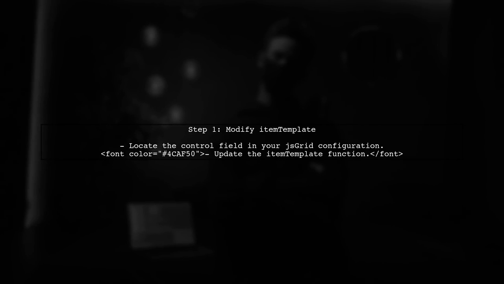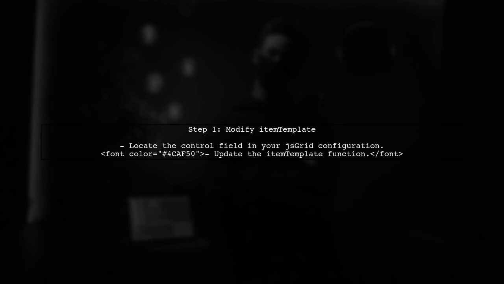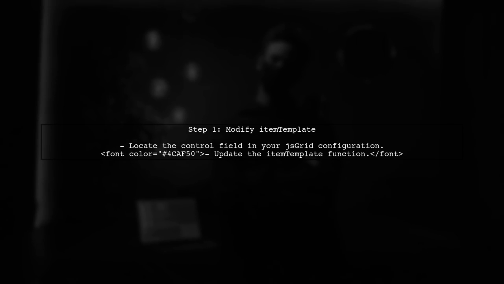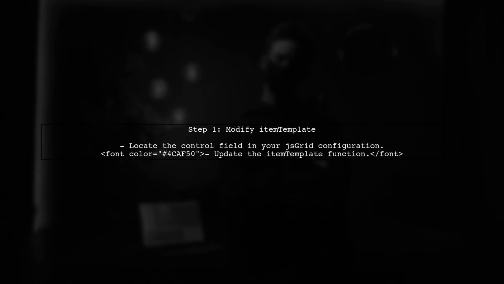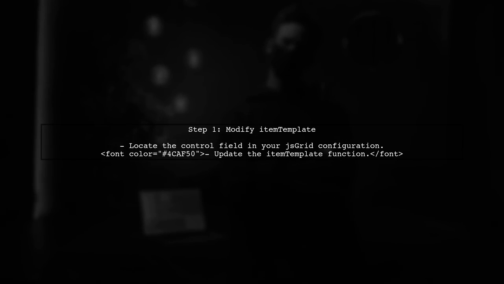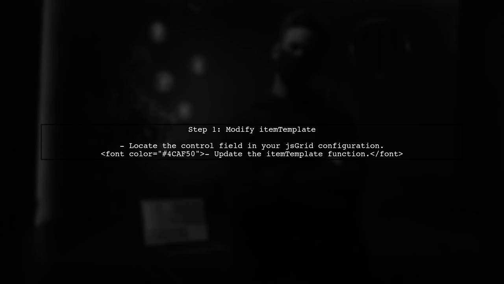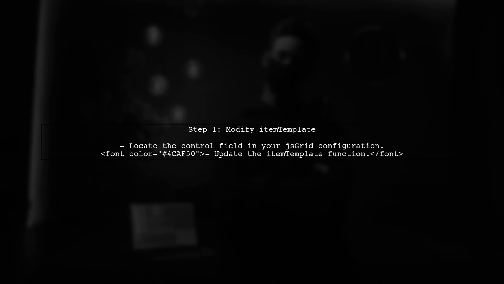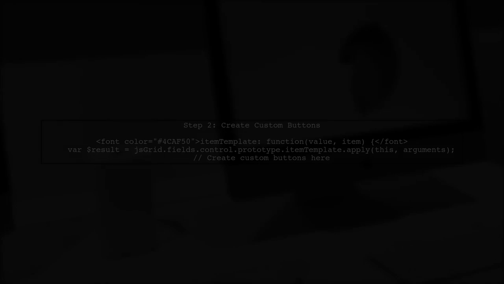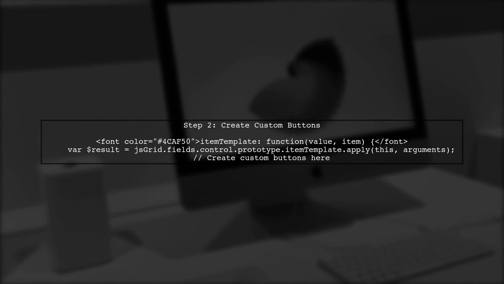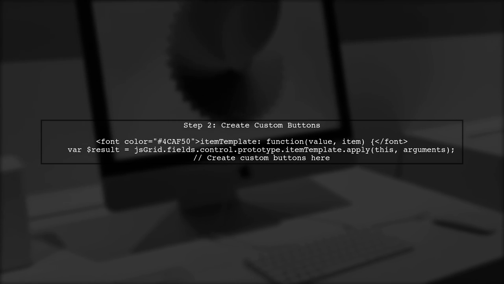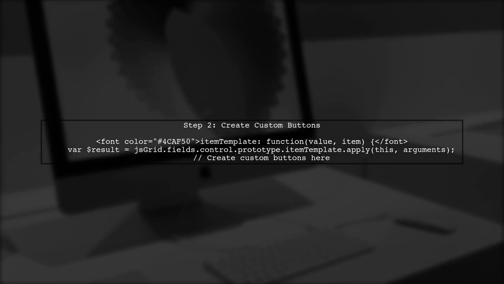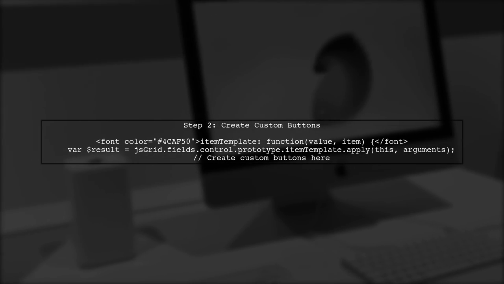Now, let's get started. To add multiple custom control buttons in jsGrid, we need to modify the item template function within the control field. This allows us to create both edit and delete buttons for each row. In the item template function, we will first call the default item template to get the existing controls. Then we will create our custom edit button and delete button.